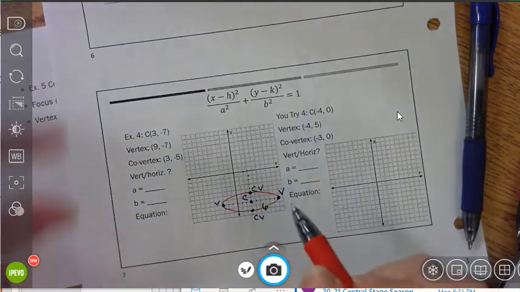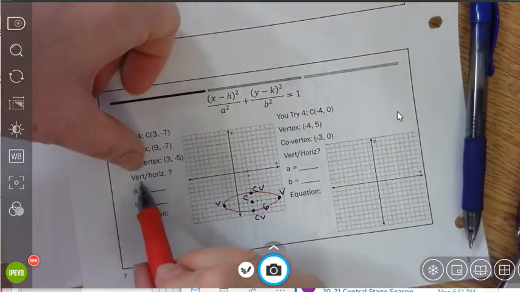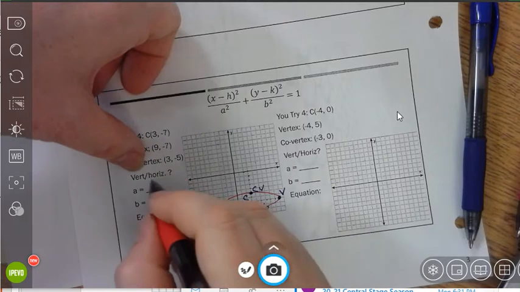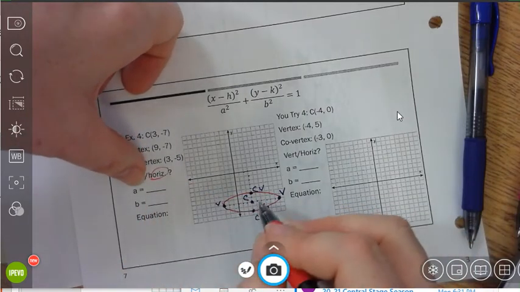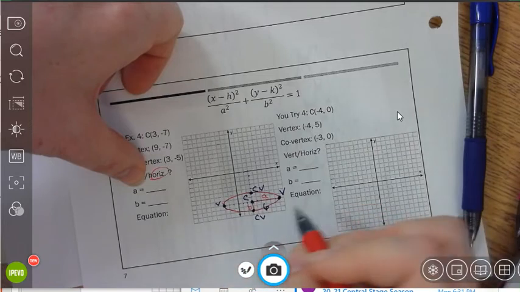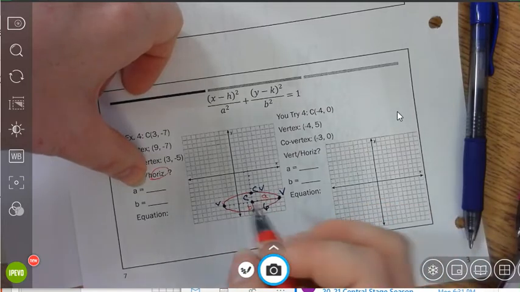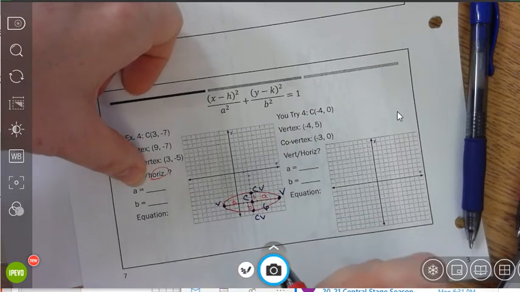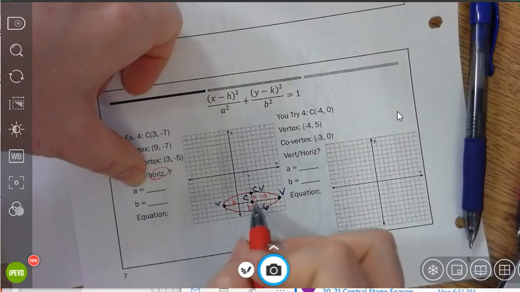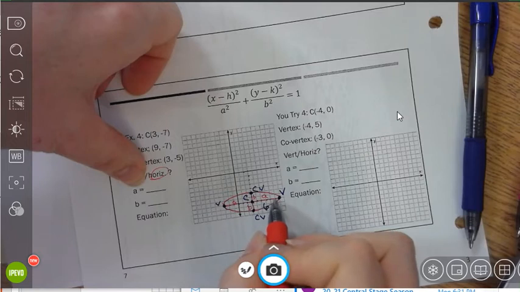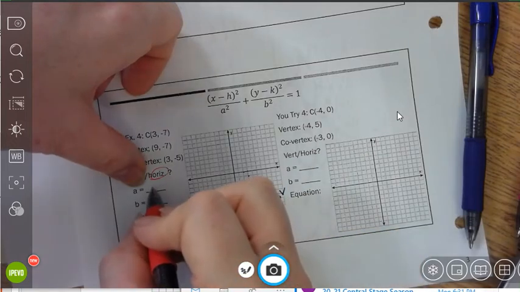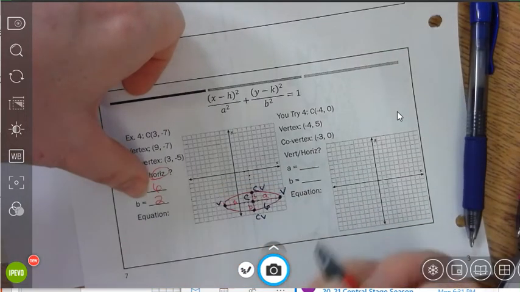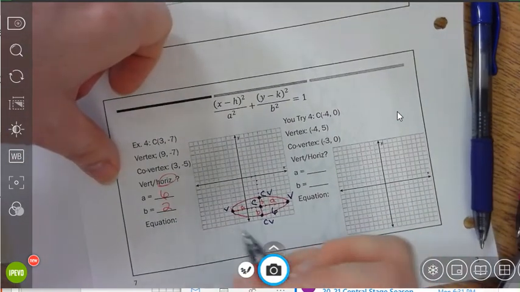So there's your ellipse. Is it vertical or horizontal? It is definitely horizontal. And the A will be this side, and the B will be that side, either top or bottom. It doesn't matter which side you go. This is also A, and this is also B. So the length of A is, what did we say, 6? 1, 2, 3, 4, 5, 6. Yes, this is a total of 6. B is a total of 2. I'm going to write an equation. That's all you have to do.